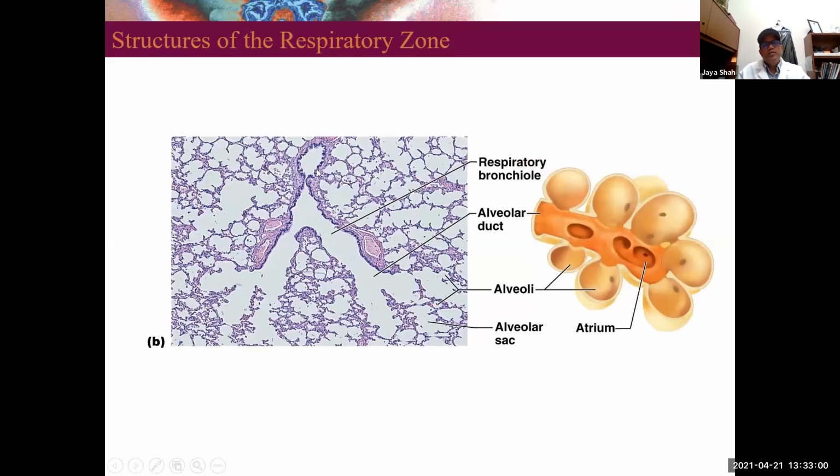See, these are respiratory bronchioles. Let me tell you one important thing. Here you see cartilage, then secondary bronchus cartilage, tertiary cartilage, and as you go down, the amount of hyaline cartilage is reducing, getting less and less.